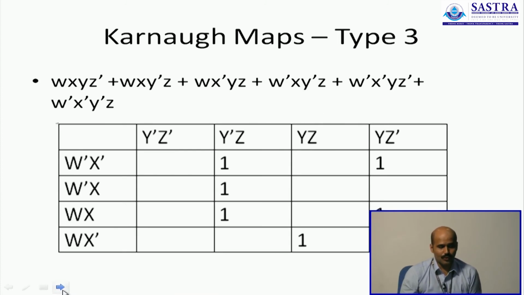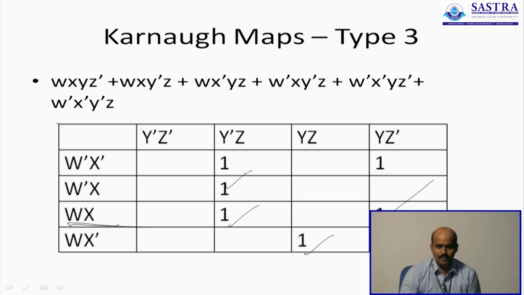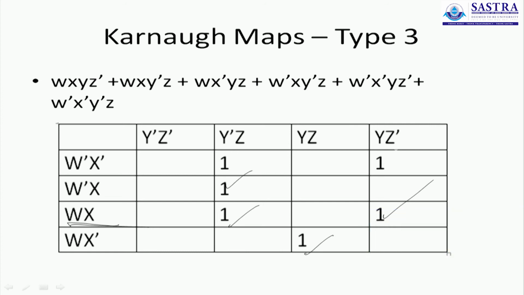One more exercise for you. Wx y z bar is here, wx y bar z is here, wx bar y z is here, w bar x y bar z is here, w bar x bar y z bar is here, w bar x bar y bar z is here. We have located the ones correctly. All we are left to do is the grouping.